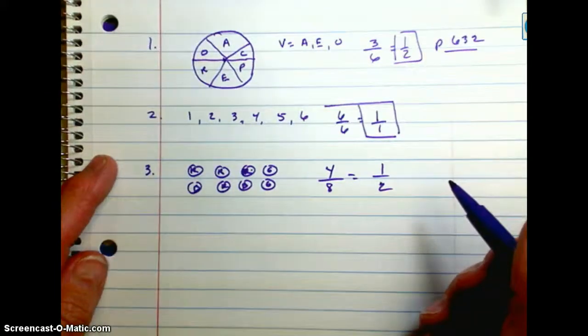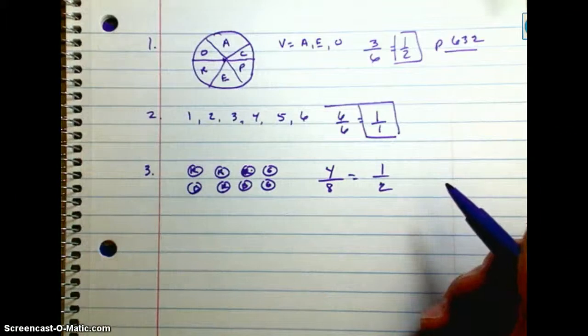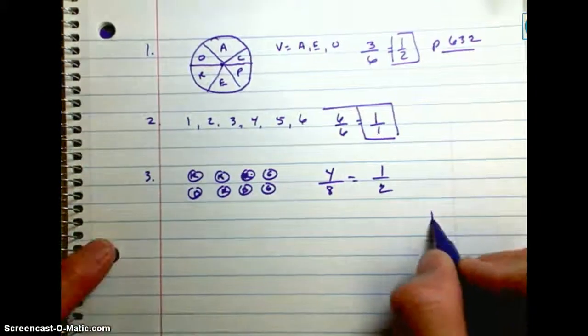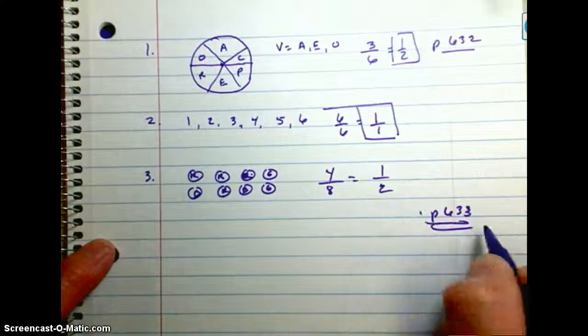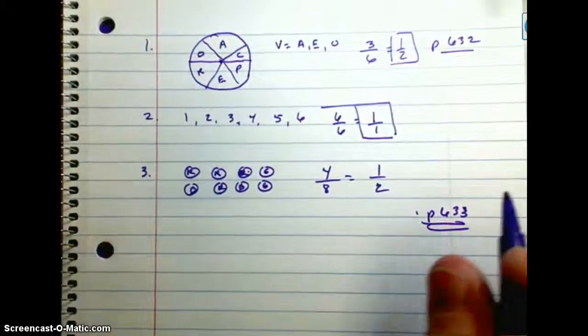Now the rest of your assignment is going to be on page 633, and you're going to get that at school. So 633 is where the assignment is, and you'll get that at school.